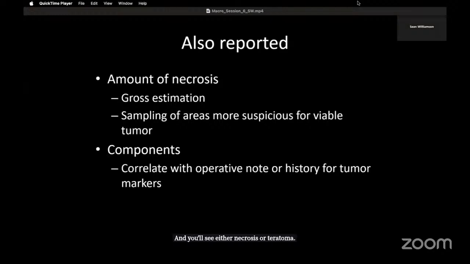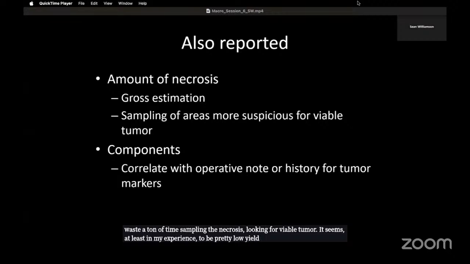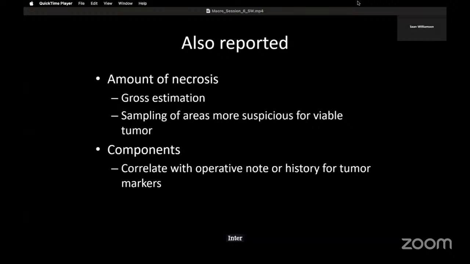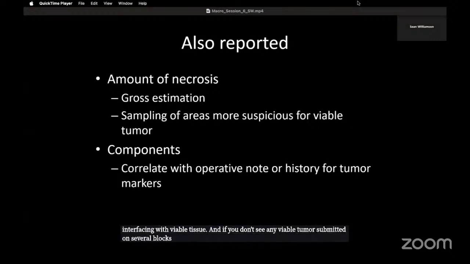And so with extensive necrosis, I often don't waste a ton of time sampling the necrosis looking for viable tumor. It seems, at least in my experience, to be pretty low yield. And so we would just sample some areas at the edge of the necrosis interfacing with viable tissue. And if you don't see any viable tumor submitted on several blocks, we don't necessarily go back or anything like that. I think it's pretty low yield to find unexpected viable tumor.